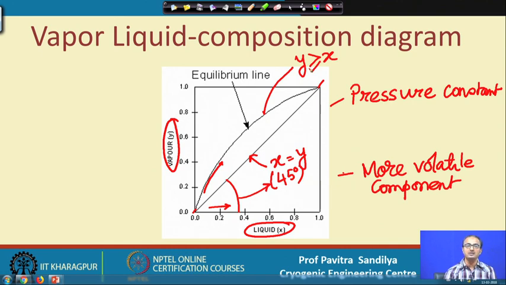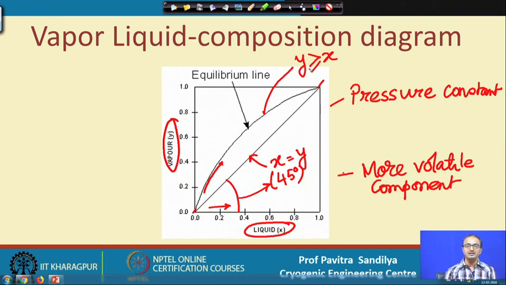Now, when y is more than x, it means that component has a tendency to go to the vapor phase more than staying in the liquid, and this shows that this component is the more volatile component.